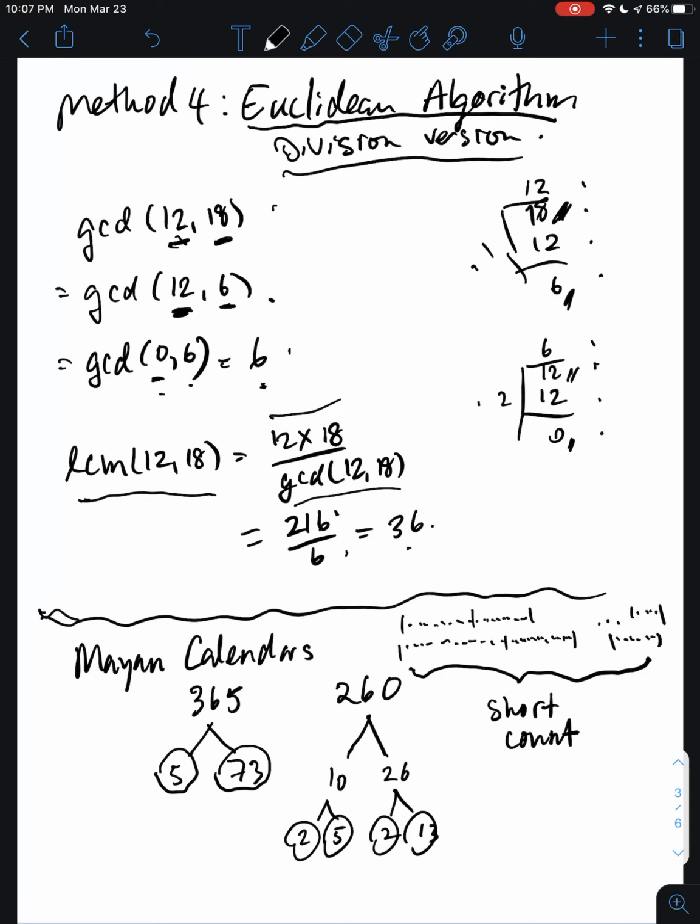Okay, so down here I've got an application of the LCM idea, the LCM concept. And I want to talk to you about Mayan calendars. There are numerous different Mayan calendars. The Mayans had sophisticated timekeeping, they had different calendars for different purposes. We're going to concentrate on two calendars in particular today.